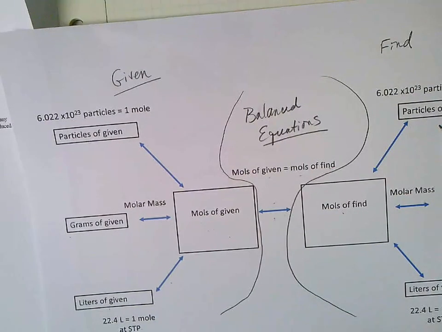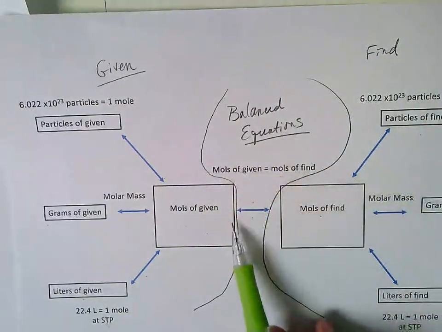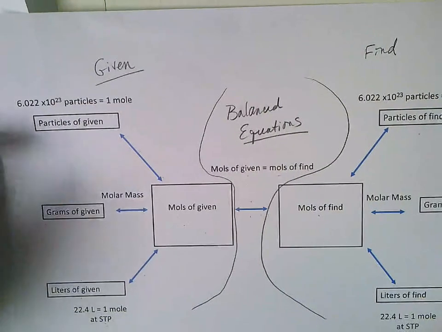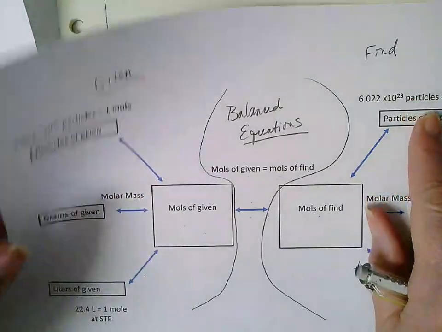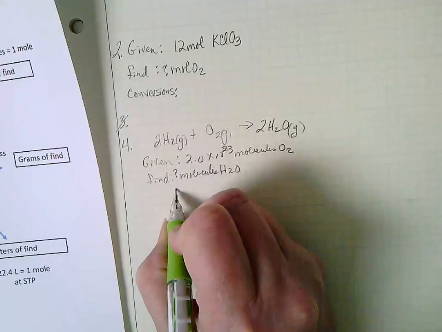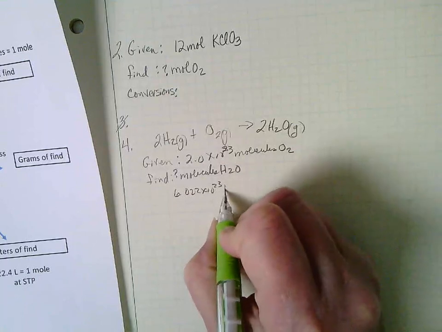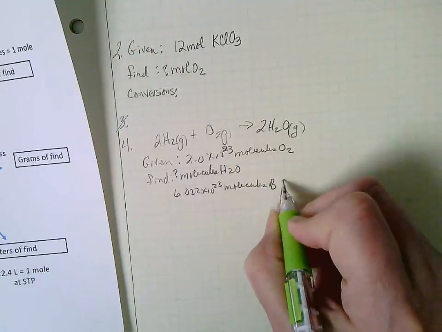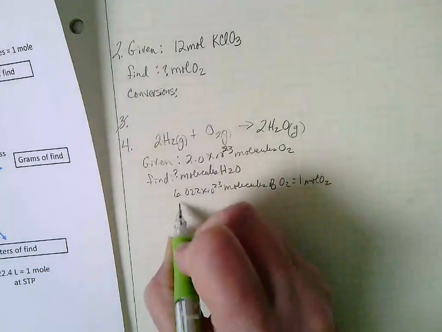So how many conversion factors will you need? Well, you'll need one for each arrow. So I need one here, I need one here, and I need one here. So I know I need 3 conversion factors, and 2 of them are already given here on the chart. One of them will be 6.022 times 10 to the 23rd molecules of O2 equal 1 mole of O2.